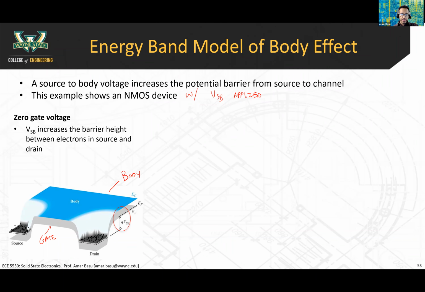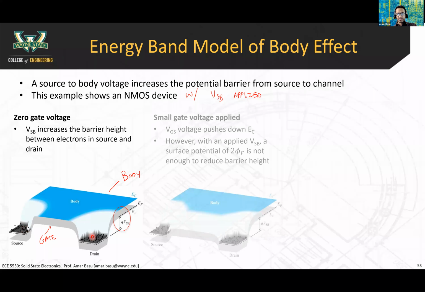So the body has a lower potential than the gate, and therefore it has a higher Fermi level. And so it's basically increasing the potential of this entire body region. That increases the potential barrier that you have between the source and the channel region. So these electrons have a huge potential barrier to get over, so they can't really travel into the drain.